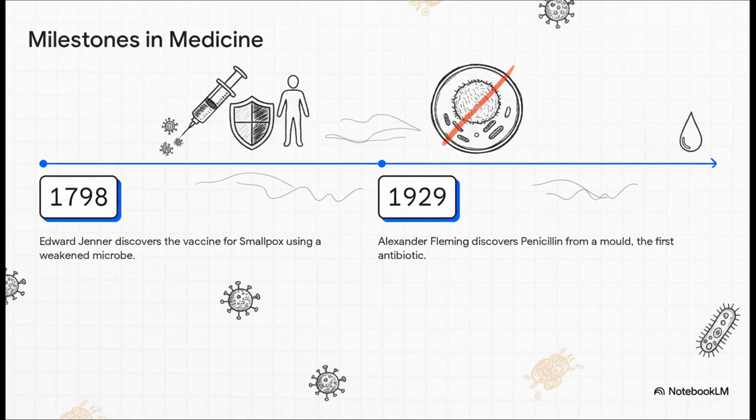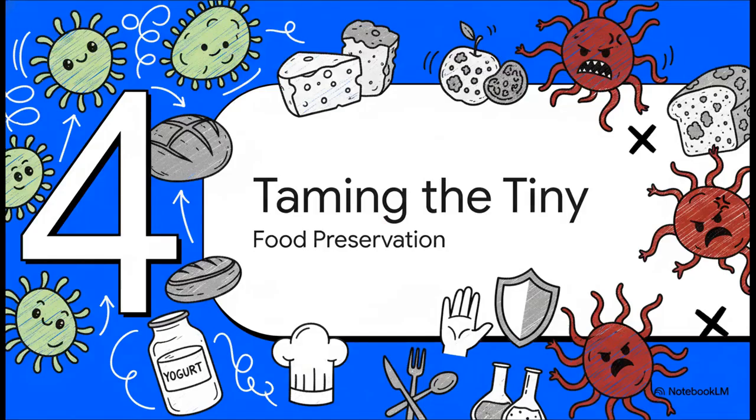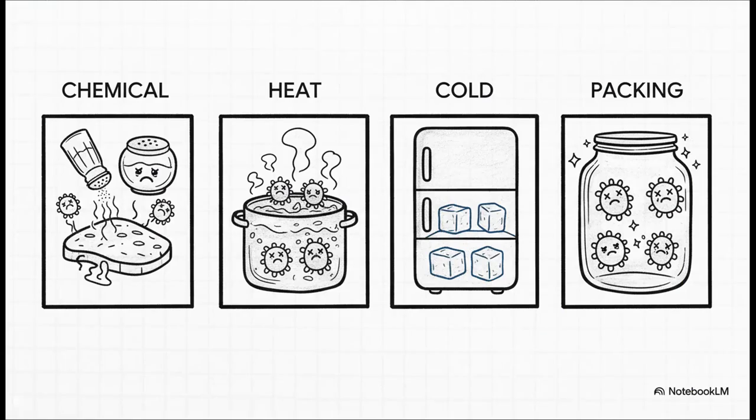That gives us antibiotics. It's incredible. So, if these little guys can be both good and bad, it leads to a pretty obvious question, right? How do we control them? How do we encourage the good ones while stopping the bad ones from, say, ruining our food? Think of this as our playbook for taming the tiny.